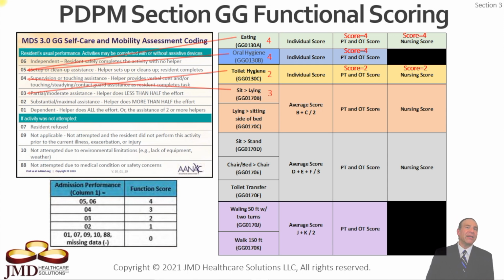So say we did the lying to sitting to the edge of the bed, and she's in the partial to moderate assist. Sometimes getting up, getting your feet up, getting ready, that takes a little more effort. So we're going to say that she needed that partial to moderate assist, which is going to be that 2. Now, we're to the point where we have the sit to lying, lying to sitting, edge of bed, where we have to start doing our averages.